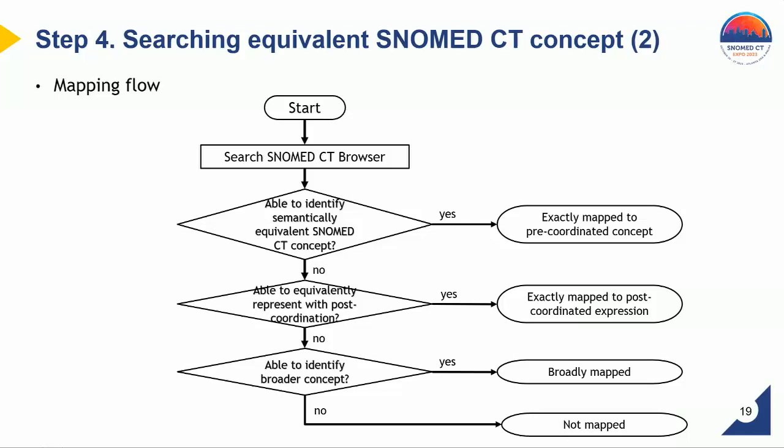If the previously mentioned two criteria were not met, then we had to find if there were any SNOMED CT concepts that could be broadly mapped to the source term. If successful, we consider the map correlation to be broadly mapped. Finally, if none of the above works, then we had to identify the source term to be not mapped to any SNOMED CT concepts.